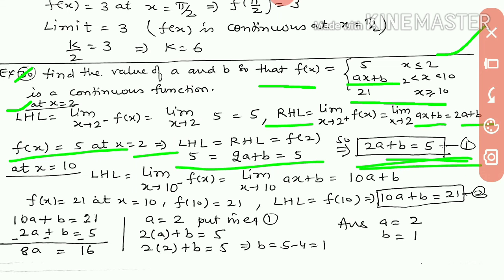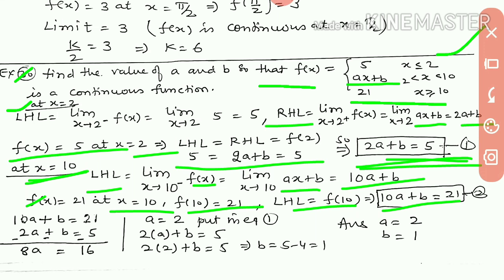In the same way we do for x equal to 10. The left hand limit is limit x tends to 10 minus f(x), and for less than 10 we have ax plus b. In place of x put 10, so we get 10a plus b. And f(x) equals 21 at x equal to 10, so f(10) equals 21. The left hand limit equals f(10), so 10a plus b equals 21.